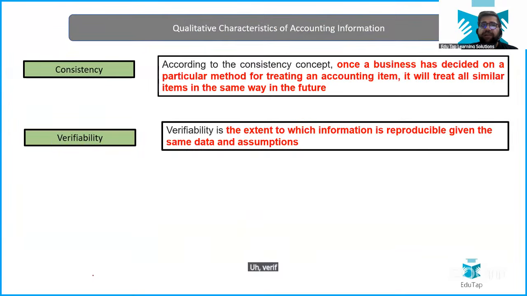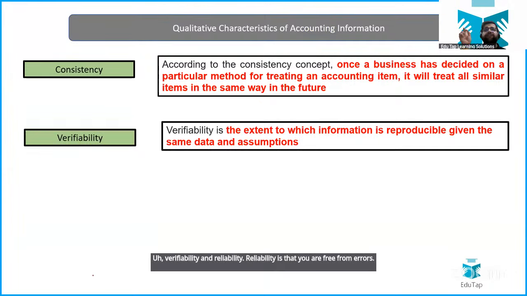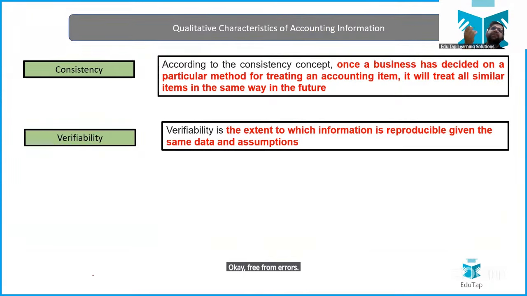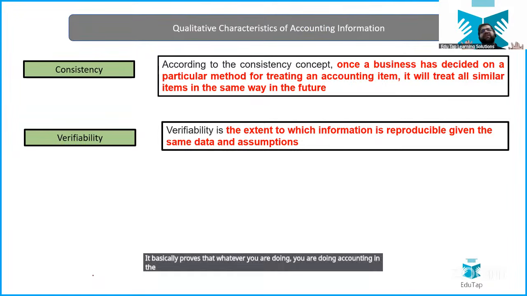Verifiability and reliability. Reliability is that you are free from errors. Verifiability means that you make sure that you provide certain information that backs your statement. But yes, again, all the things are on the same line only. It basically proves that whatever you are doing, you are doing accounting in the best manner possible.